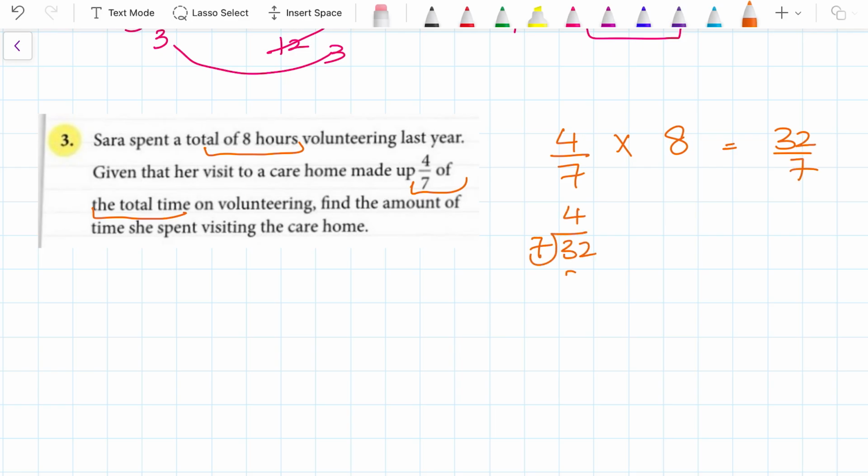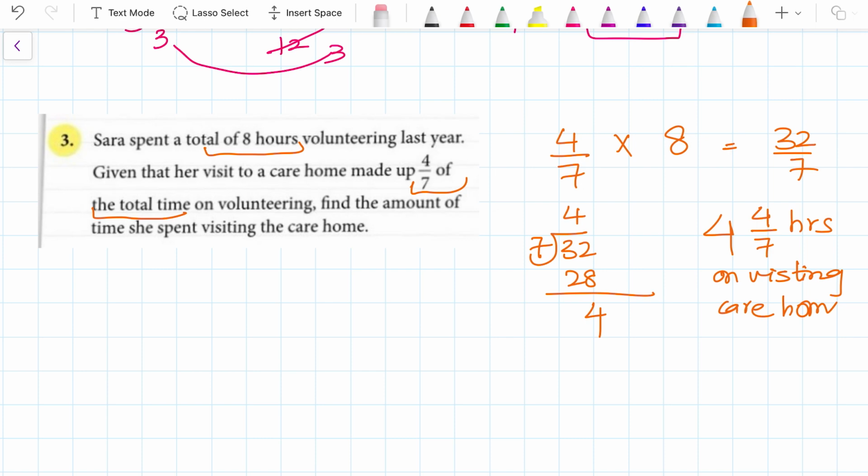7 times 4 is 28, so you're left with 4. So you spend a total of 4 whole 4 upon 7 hours on visiting the care home. Remember that the last statement is very important to have a conclusion to the answer.